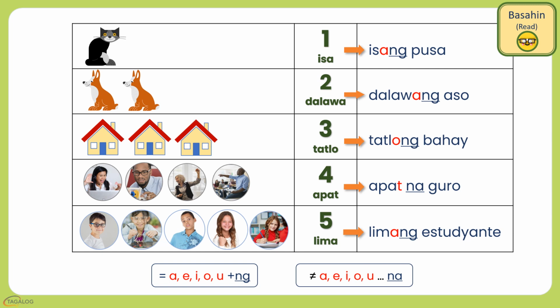Isa, isang pusa. Dalawa, dalawang aso. Tatlo, tatlong bahay. Apat, apat na guro. Lima, limang estudyante.